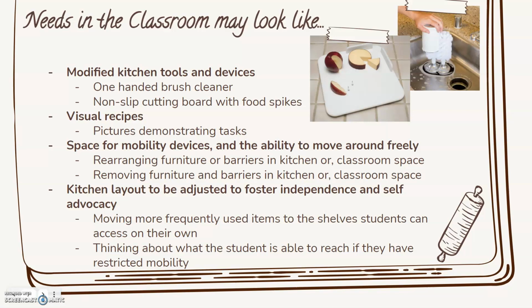Visual recipes might also help students with CP to break down the steps further if cognition is impaired. Visual recipes could include picture demonstrations of the task being performed to make the dish. For example, a photo of someone cutting an onion when the instruction says, dice onion.